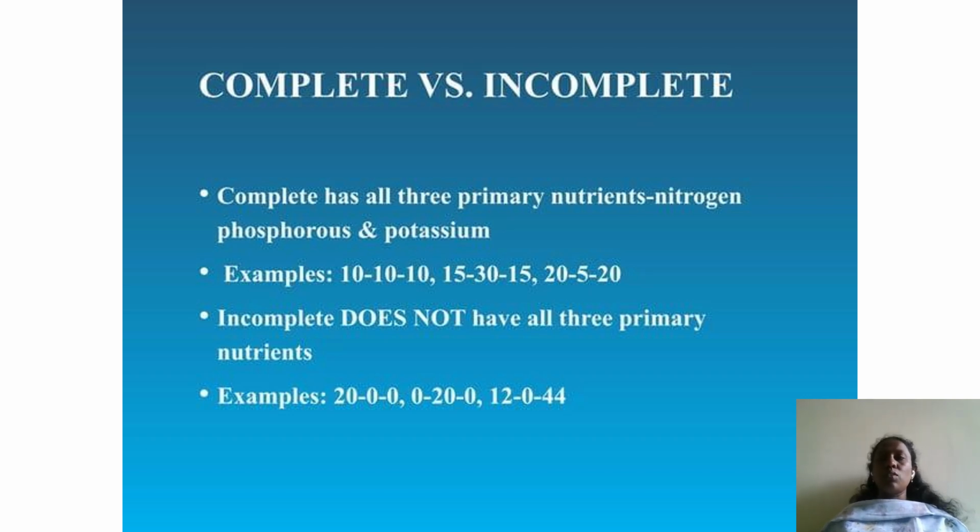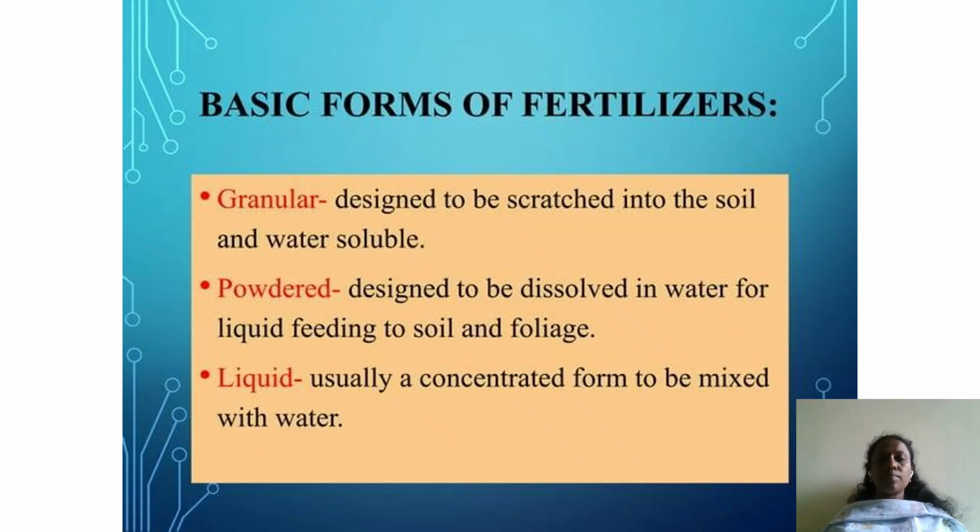So normally we know the soil has nitrogen, potassium, and phosphorus. These are the main nutrients required for the plant to grow. Incomplete fertilizers will not have one of the constituents. They do not have all three primary nutrients; any one or any two of the constituents will be missing. That is the incomplete fertilizer.